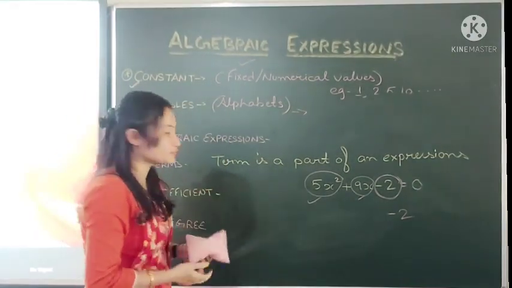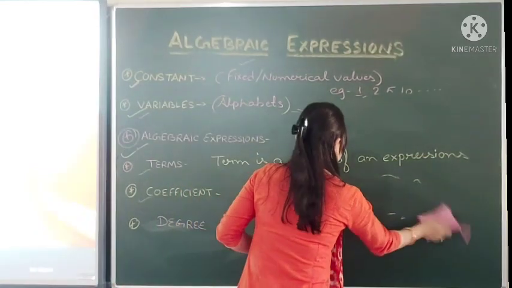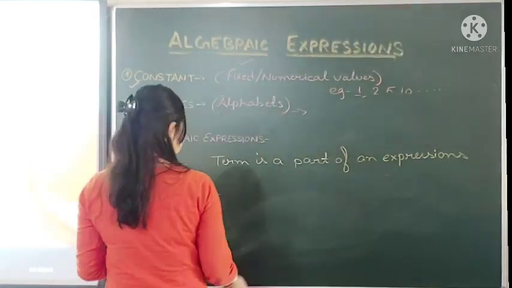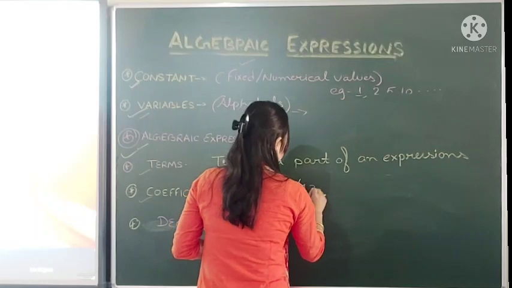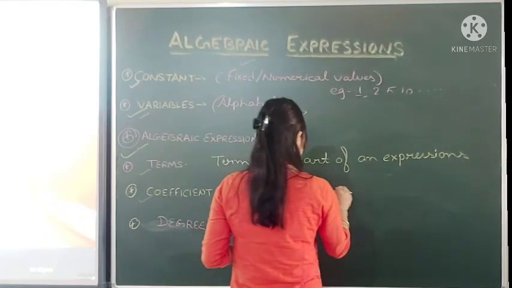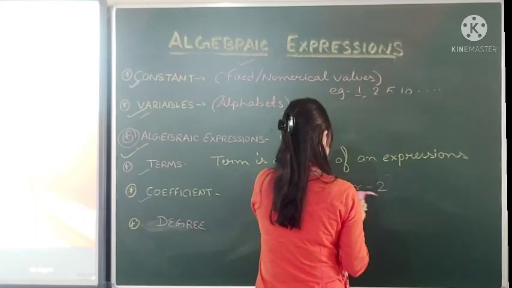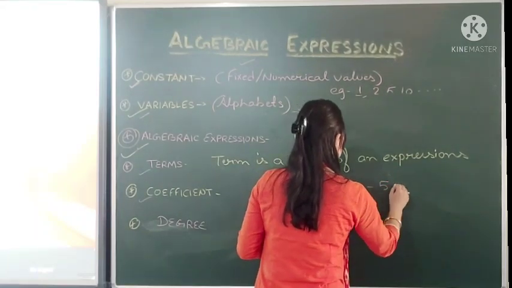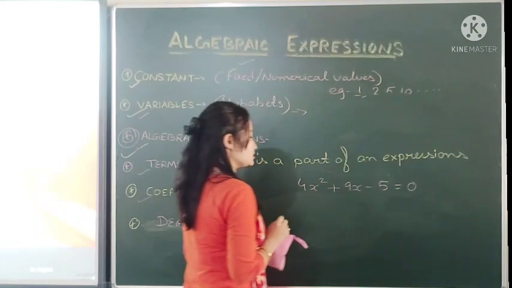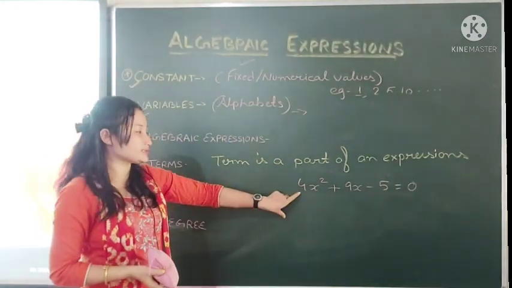So let's practice one more question related to this topic, that is term. 4x square plus 9x minus 2 or minus 5 equal to 0. So how many terms do we have in this expression?